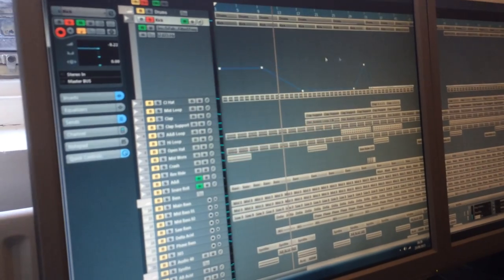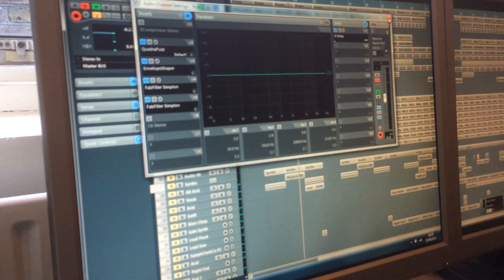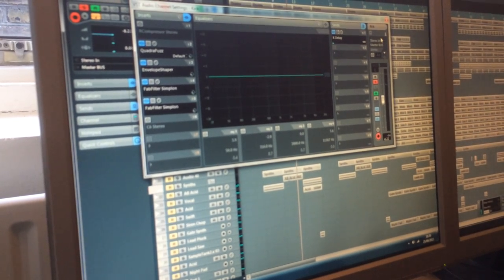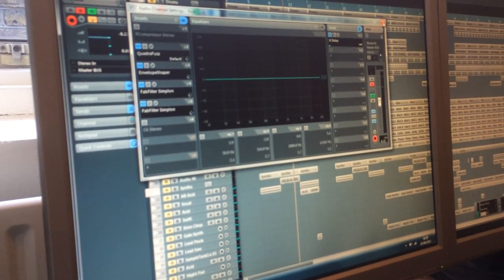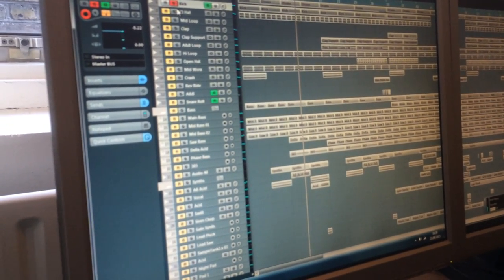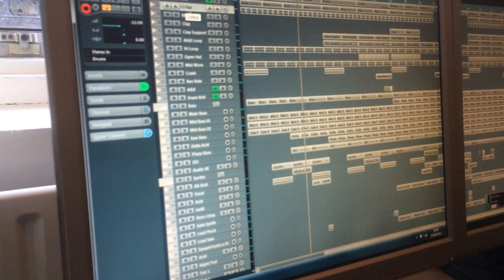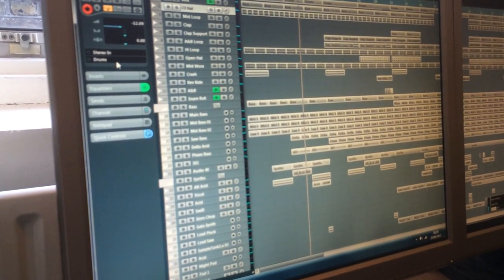So are your drums all going into a bus? Yes, the kick's not. The kick's just going straight out to a master bus, which is before it goes to the stereo out. So do you always have the kick standalone, basically? Yes, always. And then the drums, as you can see, they'll be going to the drum bus.